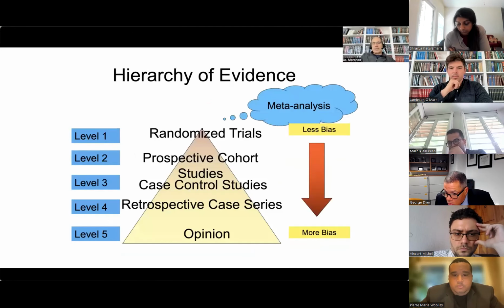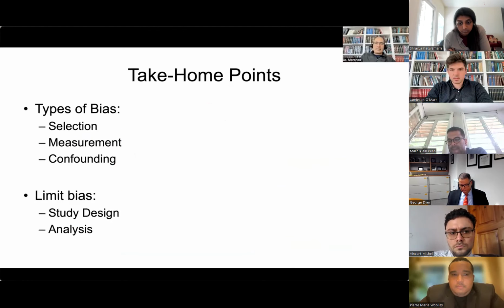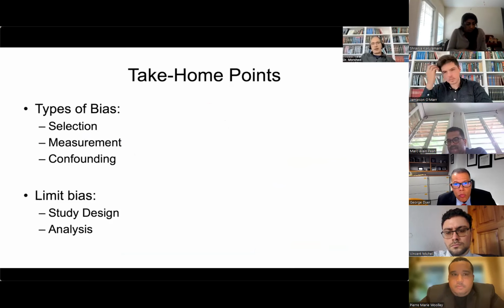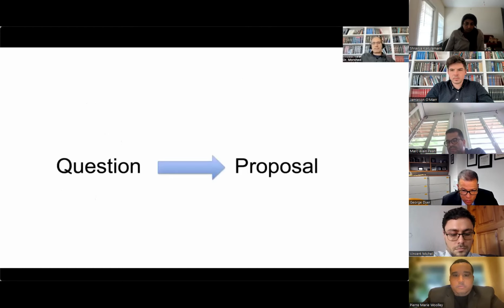Now, revisiting our hierarchy of evidence here, we've kind of marched on down the various rungs in this ladder and identified the increasing sources of risk as we march down that hierarchy of evidence. We've talked about the types of bias, again, selection bias, measurement bias, and confounding, and how these can really jeopardize the validity of our inferences from our research. And we've talked about both design phase and analysis phase interventions that can help us limit the bias.